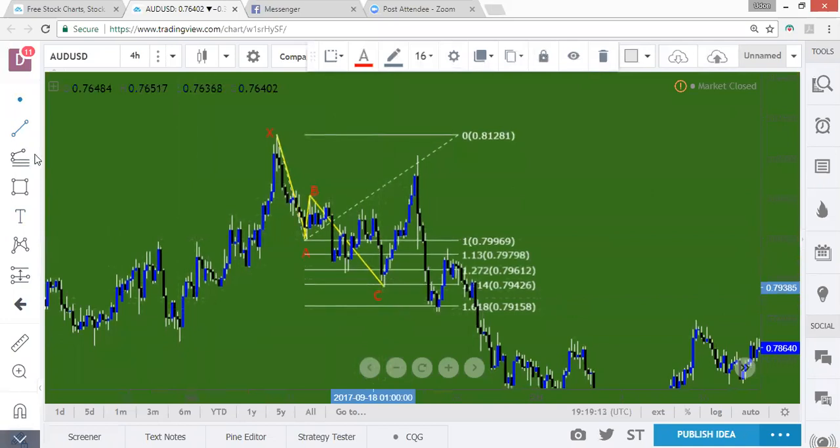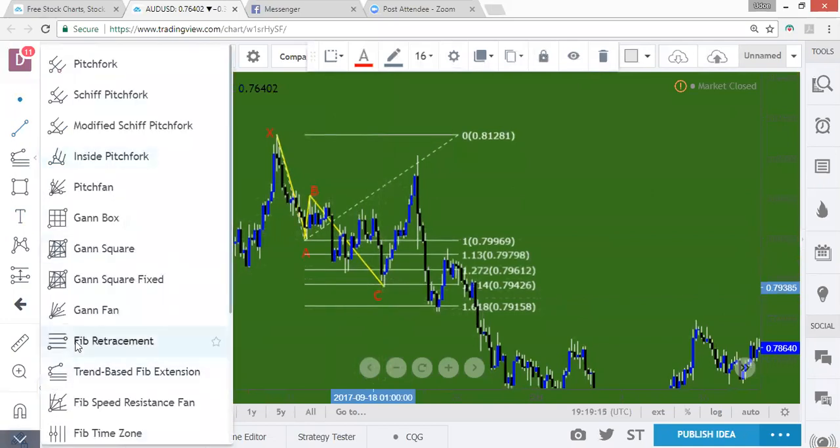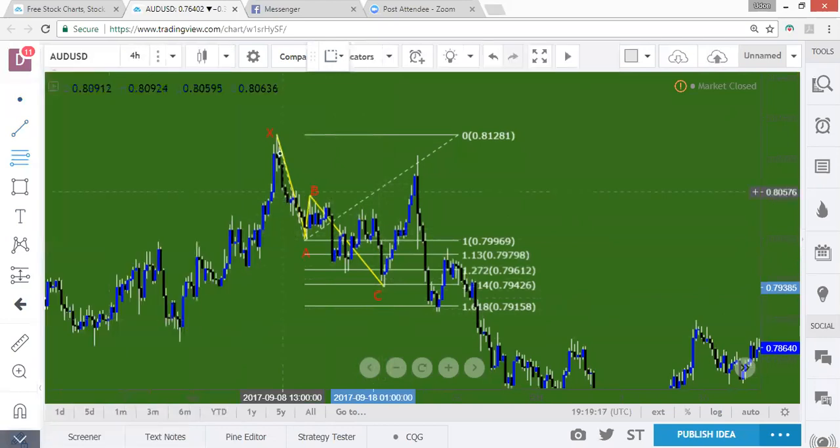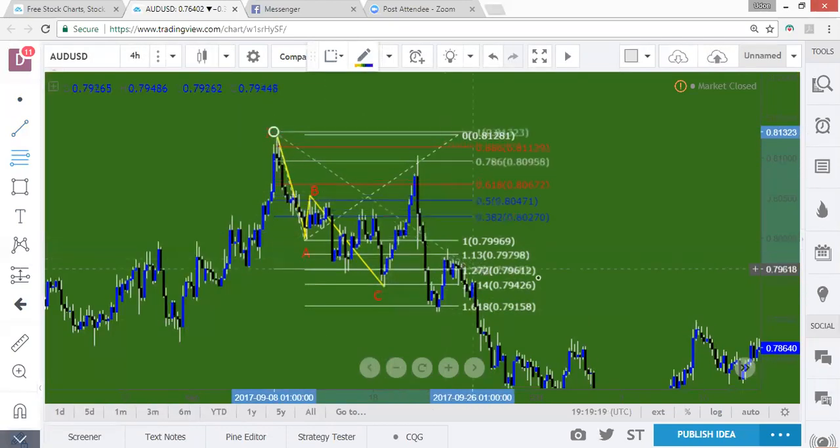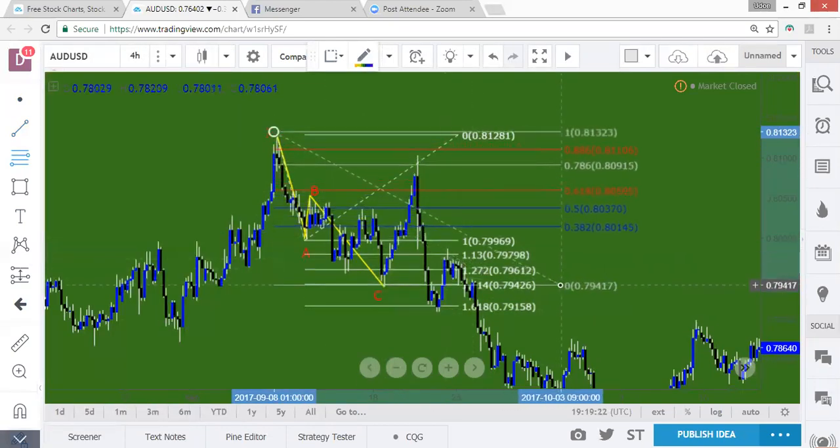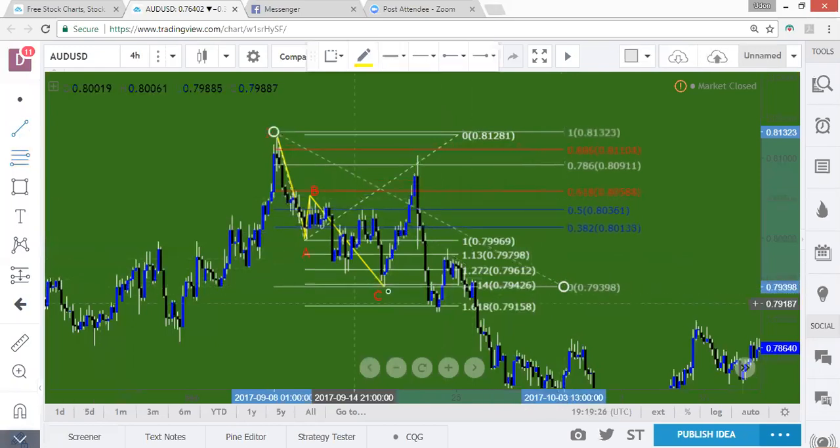Now, once we have a valid C, this is when we bring out the Fibonacci retracement from X all the way down to C, and we would have been looking for the market to push all the way back up to the 786. And as we can see, boom, hit the 786, broke past just a little bit, didn't quite hit the 886. But again, once we were projected at the 786, we would have had our limit order sitting right here.